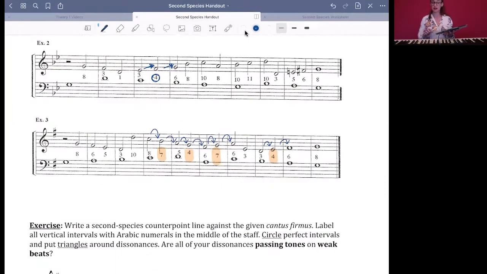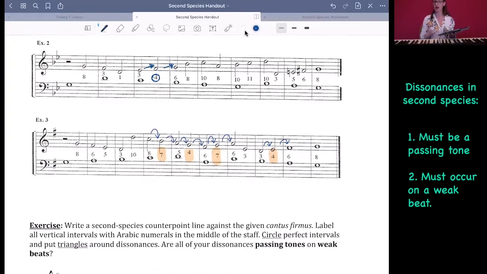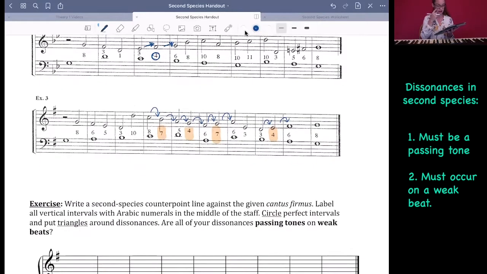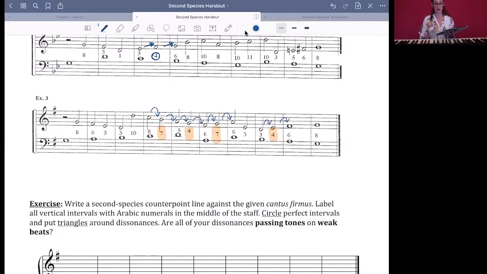In second species counterpoint, the reason we are allowed to have dissonances is that they have to satisfy 2 criteria. They have to be passing tones, and they have to occur on weak beats. So if you look at every single one of these dissonances that are highlighted in orange, they're all on the weak beat of the measure, the second beat of the measure. So second species, we get to have dissonances, but we have to treat them very specifically. They have to be passing tones and they must occur on the weak beats.